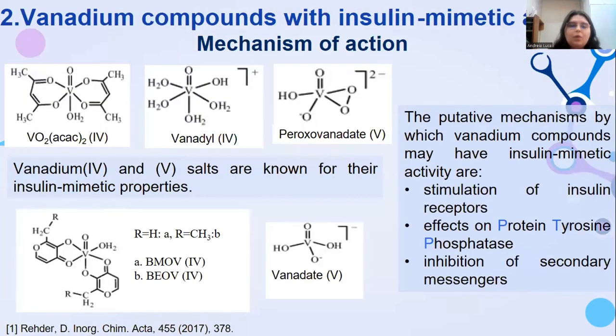Here are some compounds that we know have insulin mimetic properties, such as bis-maltolato oxidovanadium or bis-ethyl maltolato oxidovanadium. The interesting fact is that at this moment we don't know exactly what the mechanism of action of the vanadium compounds with insulin mimetic activity is, but there are 3 putative mechanisms by which they can act as insulin: stimulation of insulin receptors, effects on protein tyrosine phosphatase, or inhibition of secondary messengers.